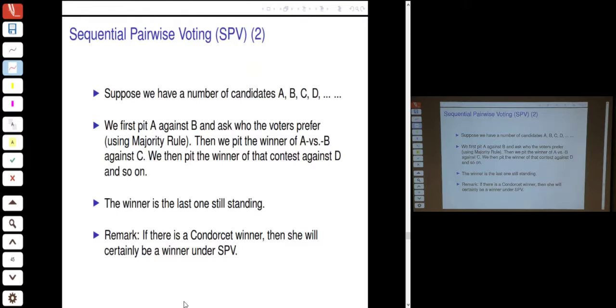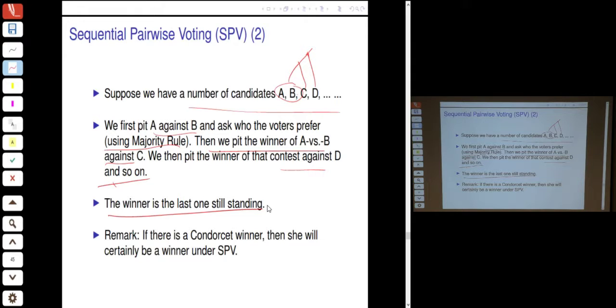Suppose we have a number of candidates A, B, C, D, etc. We first pit A against B and ask who the voters prefer using majority rule. Then we pit the winner of A versus B against C, and then the winner of that contest against D and so on. So, the final winner is the last one still standing. Okay. So, this is how it works.